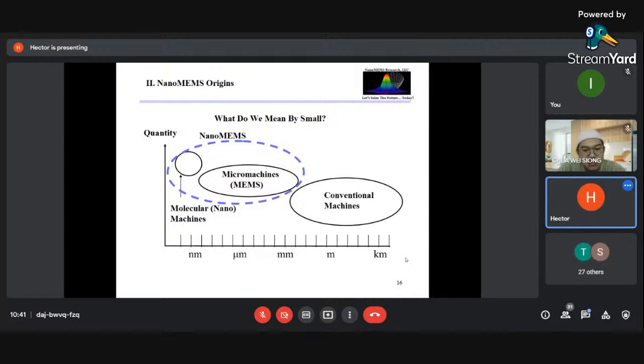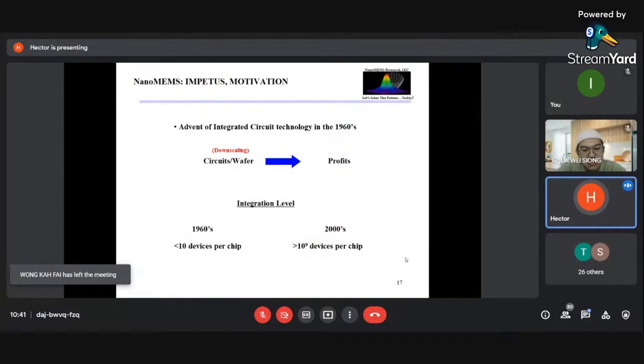Now, the field lay dormant until our ability to make small things improved. And this occurred in the 1960s with the advent of integrated circuit fabrication technology. Since circuits could be scaled down and still perform their function, a race ensued to develop ways to print more and more circuits on a given wafer. On the economic side, this was beneficial because the greater the number of circuits that could be printed in a given area, the greater were the profits.